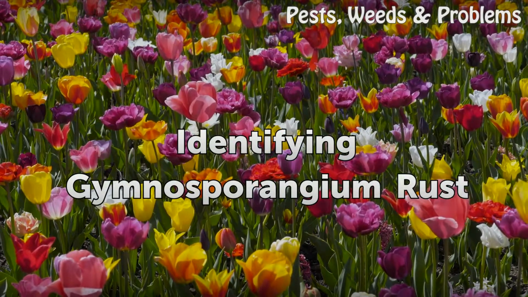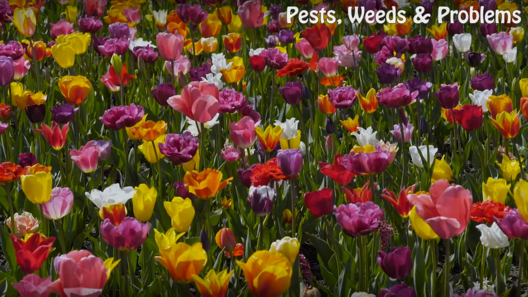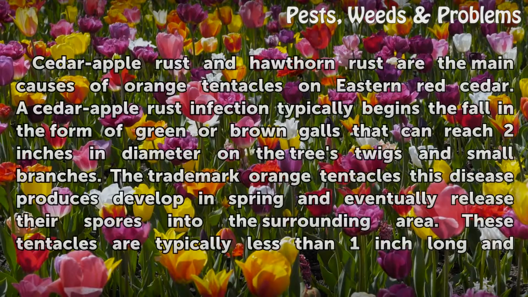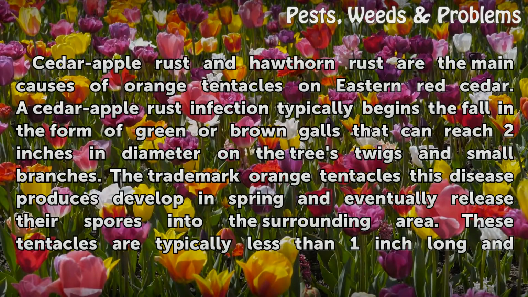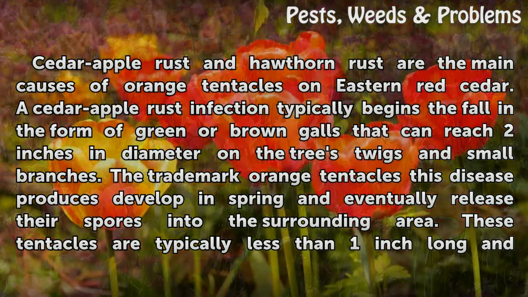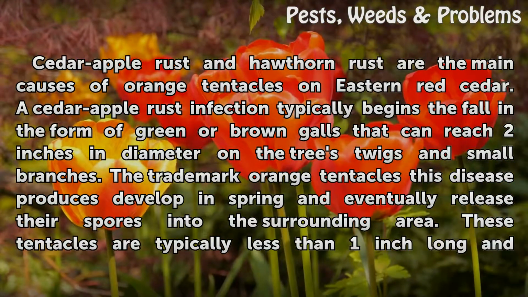Identifying Gymnosporangium rust. Cedar apple rust and hawthorn rust are the main causes of orange tentacles on eastern red cedar. A cedar apple rust infection typically begins in the fall in the form of green or brown galls that can reach 2 inches in diameter on the tree's twigs and small branches.